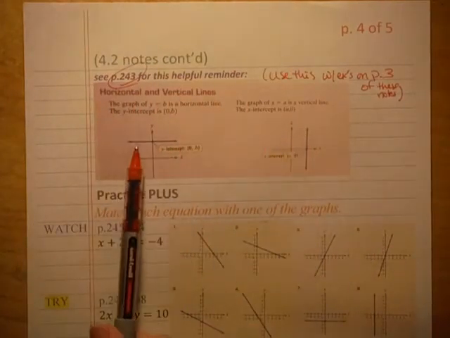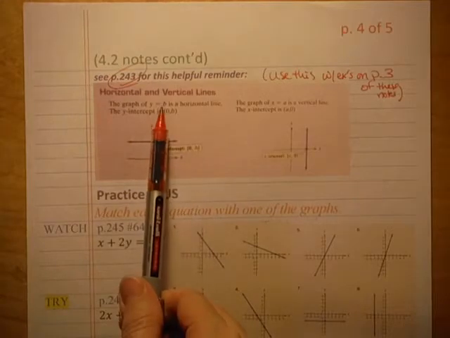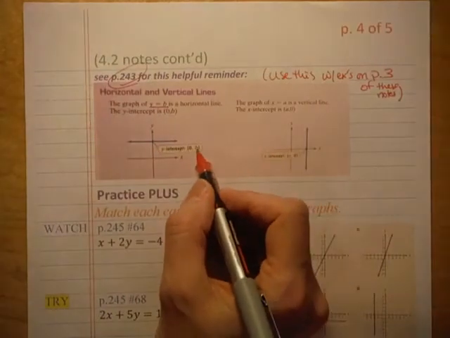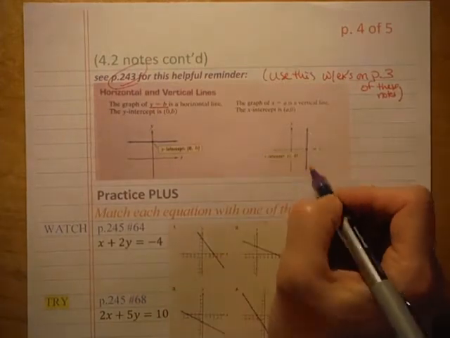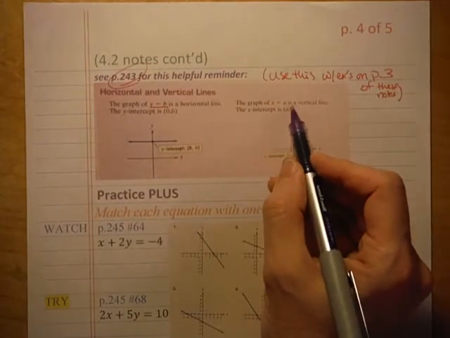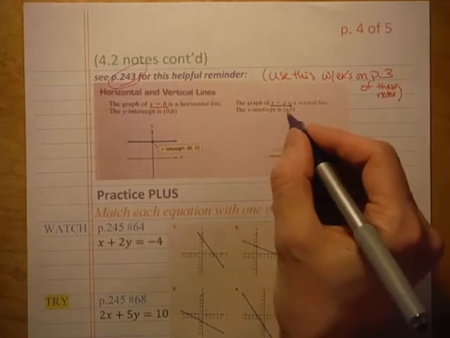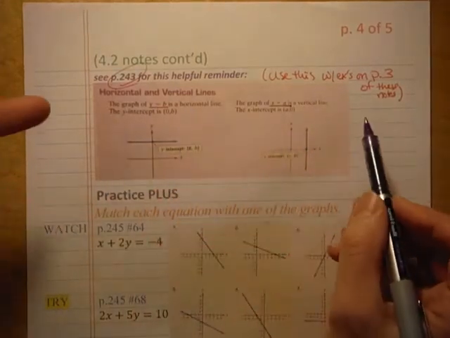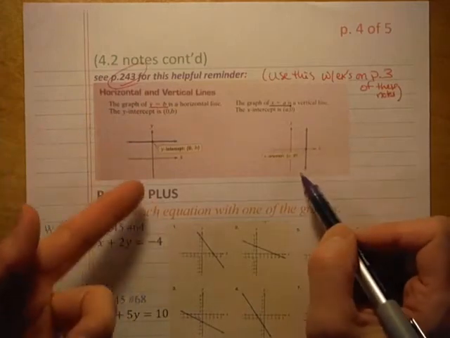A horizontal line has a y-intercept of (0, b). So if the graph is y equals b, the y-intercept is going to be (0, b). And on the next example, you've got a vertical line. The graph of x equals a is a vertical line, and the x-intercept is (a, 0). So again, you can memorize this, or you can draw out an example for yourself and convince yourself every time.